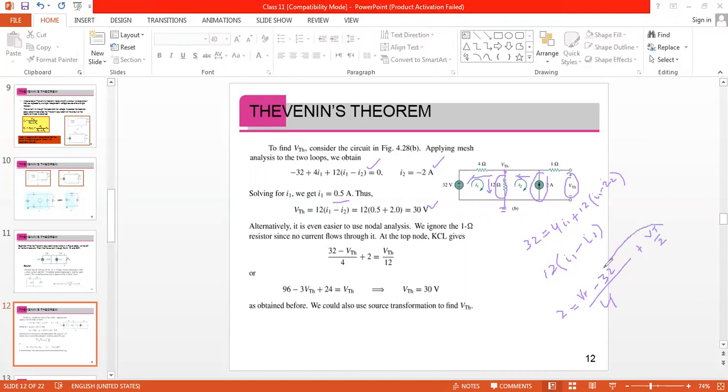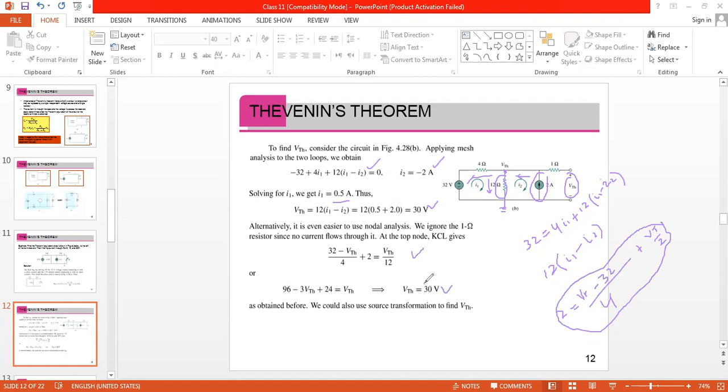Now this equation and this equation both are the same. If you solve this equation, you will get this equation. Now you can just use simple mathematics and you can find the value of the Thevenin voltage, which is equal to 30 volt. So you can apply any kind of method. You can apply the mesh analysis, you can apply the nodal analysis. With both equations, you can find the Thevenin voltage, which is equal to 30 volt.